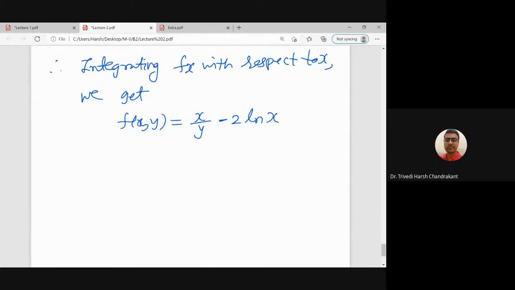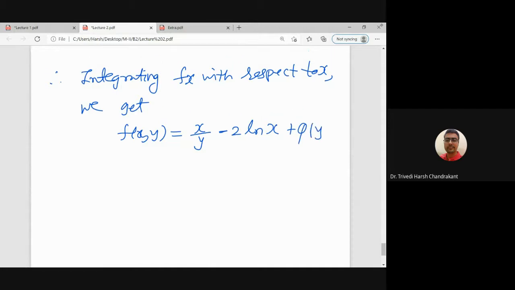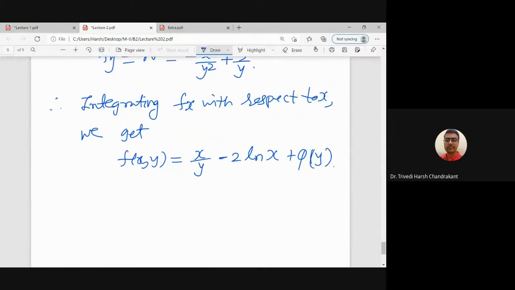Okay, so in that case, it will be log x. Otherwise, if we don't assume that, it will come as a mod x term. And what else we will get is some function of y. Okay, so now we will need to find the function of y.